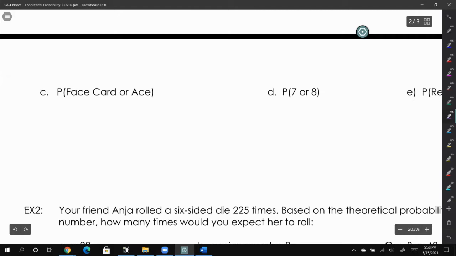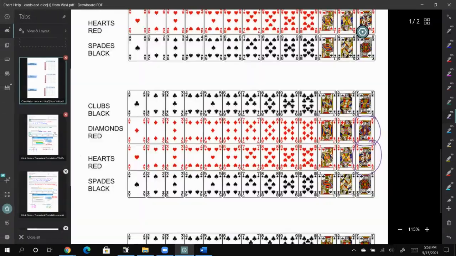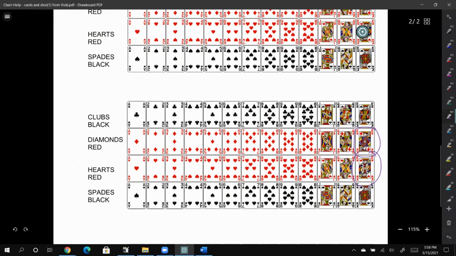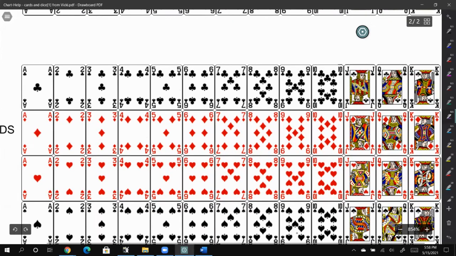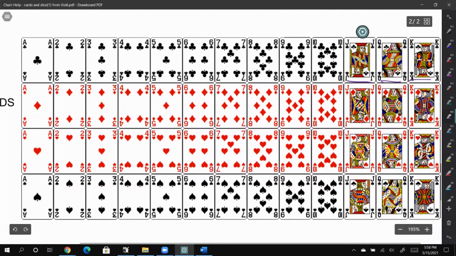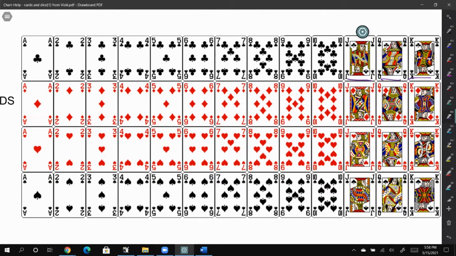Probability of a face card or ace. So either one of those would be a success. I could pick an ace or a face card. Now, if you're unfamiliar with what a face card is, a face card is one of these at the end. Your jack, queen, king. Those are all face cards. So a success would be pulling any jack, queen, king, or ace.